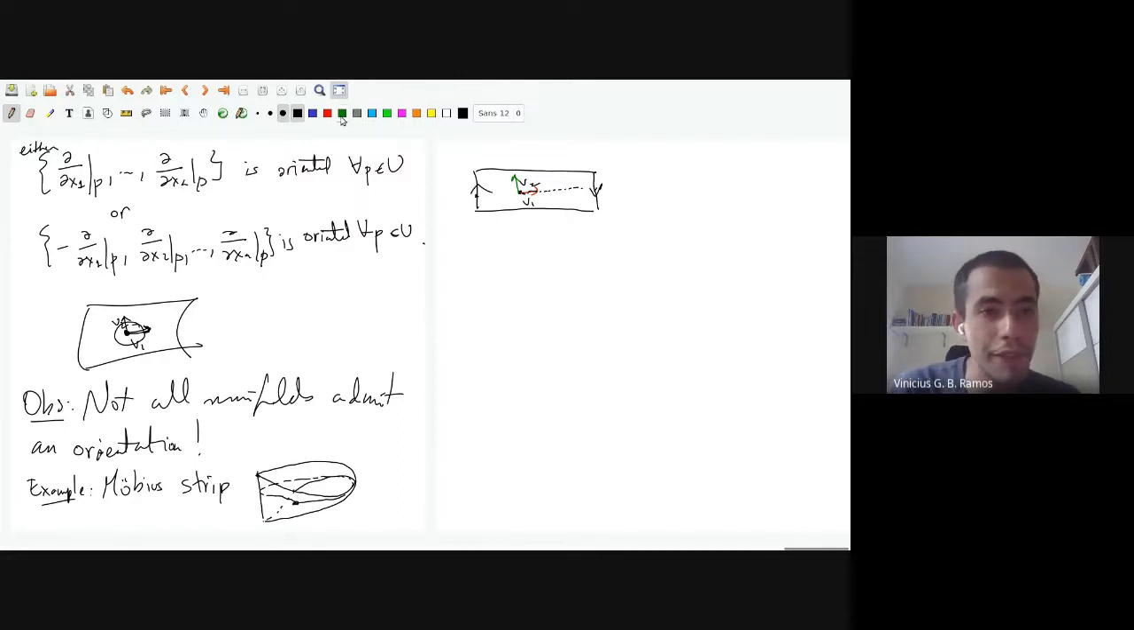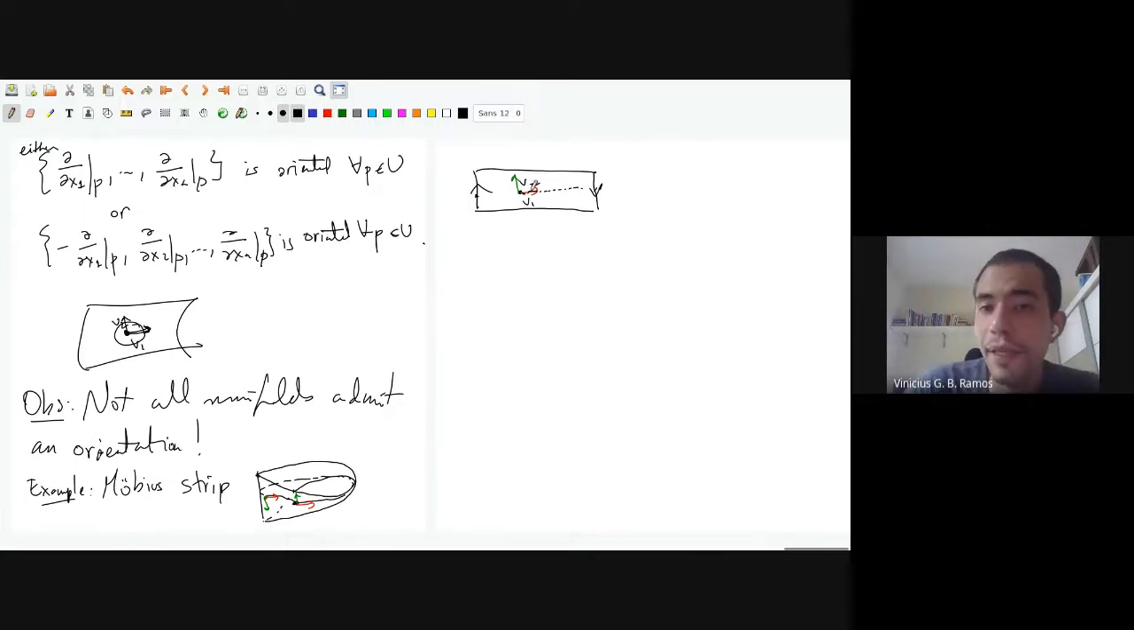And what happens is, if you start with this guy and this guy, and you move these around, when you come back, the green arrow is going to point down, and the red arrow is still going to point in this direction. So when you get here, you get another basis, which has the opposite orientation. So what this is saying is that there is no way to orient this Möbius strip.